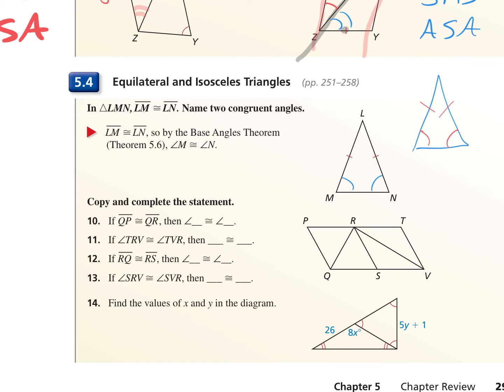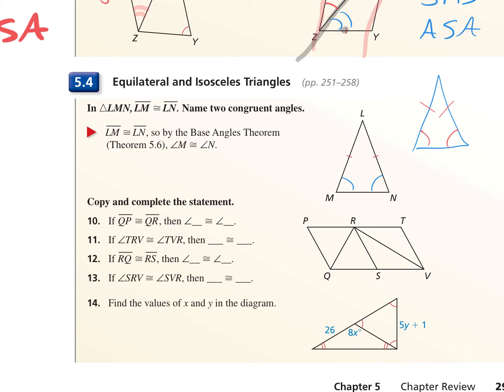Okay, so here again, we learned the base angles theorem and the converse of the base angles theorem. We also learned two corollaries to those theorems that stated that if a triangle is equilateral, then it's also equiangular, and then the reverse of that, if it's equiangular, then it's equilateral. So I'm going to go ahead and take these questions one by one.